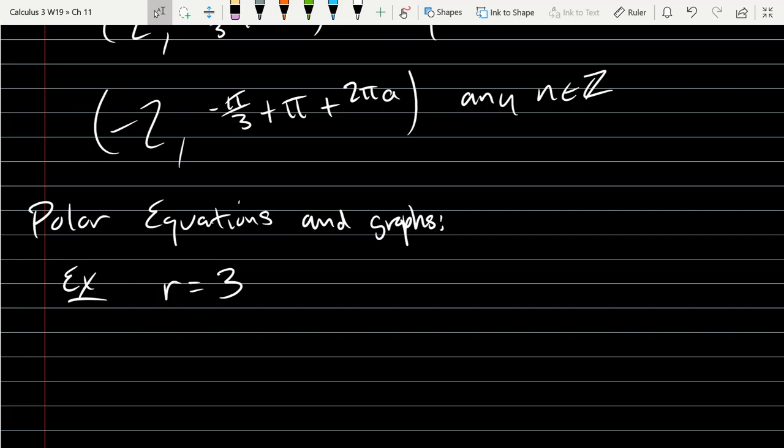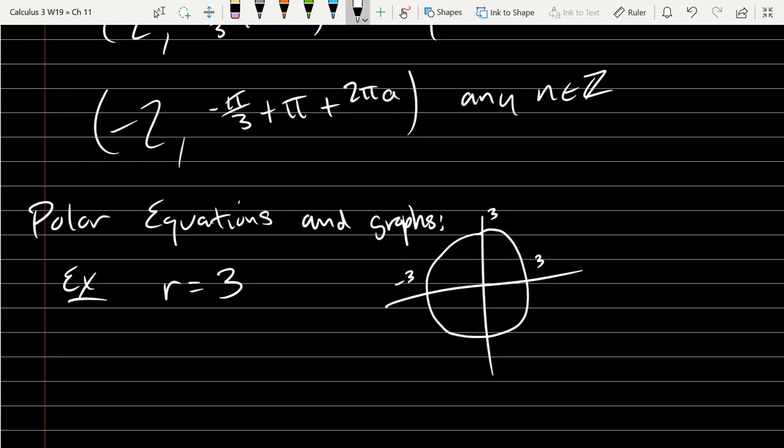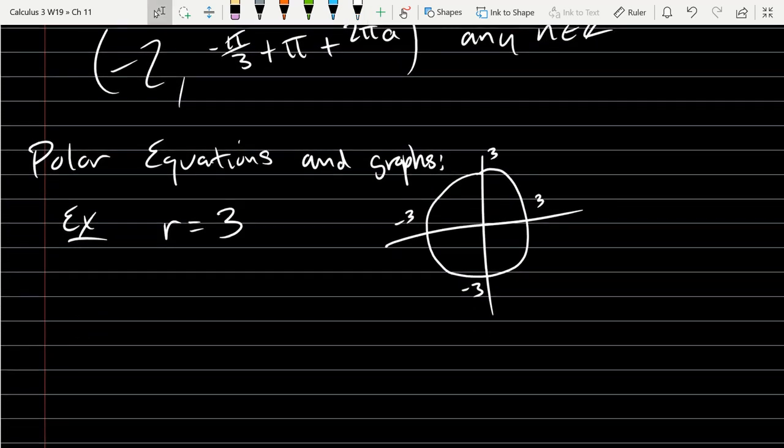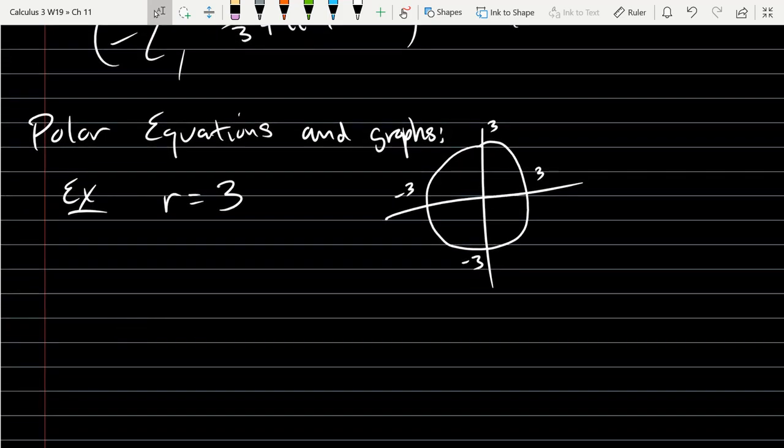All right, radius of 3. The best way to think about that is to think about what a radius 3 looks like, and there's no angle specified, so theta can be anything, not just 0 to 2 pi, but any amount whatsoever. So that's going to trace out a circle of radius 3. So there's our graph right there.